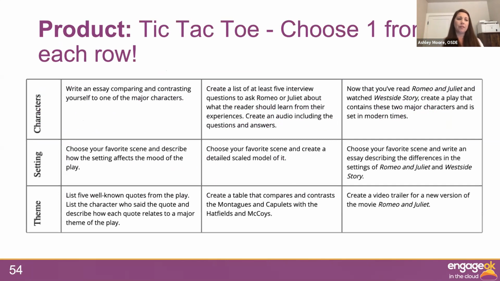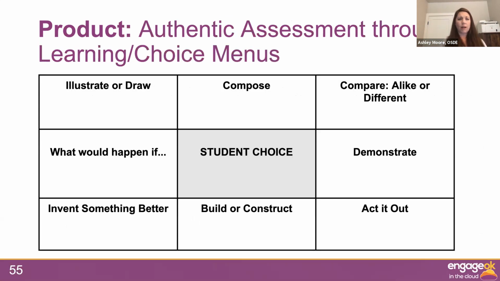So a couple examples, tic-tac-toe. This is an example obviously from English, but they would choose 3, so 1 from each row. So I could make a diagonal. I can go make a column here, and they have the choice in it. Yes, this has been created, but they get the choice in which ones they get to do. So again, there are some parameters, and yet they have that choice, which we know student choice makes a huge difference.